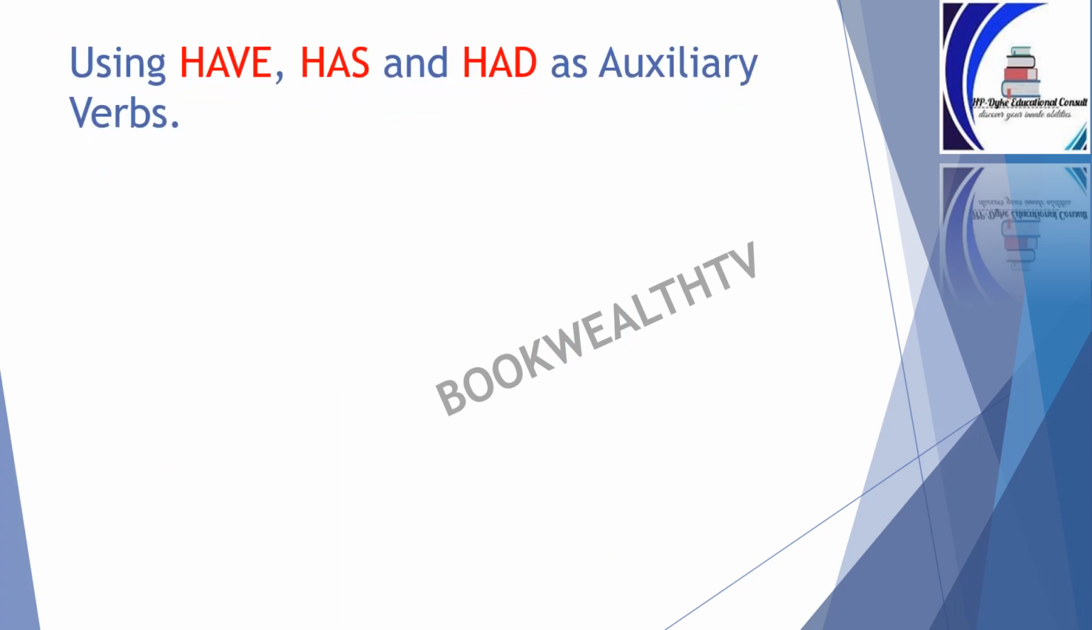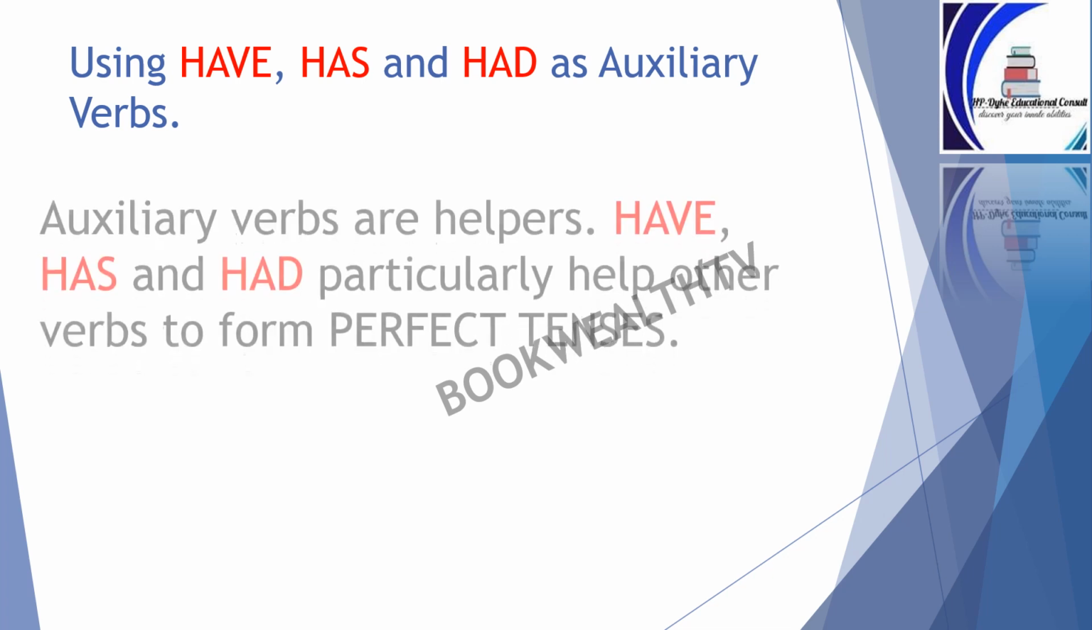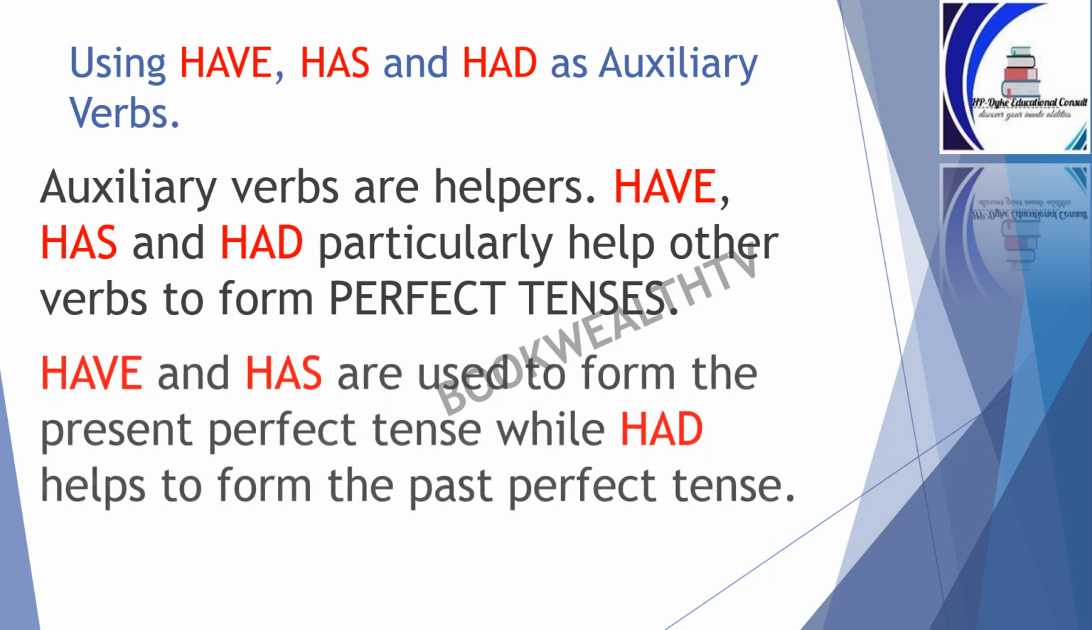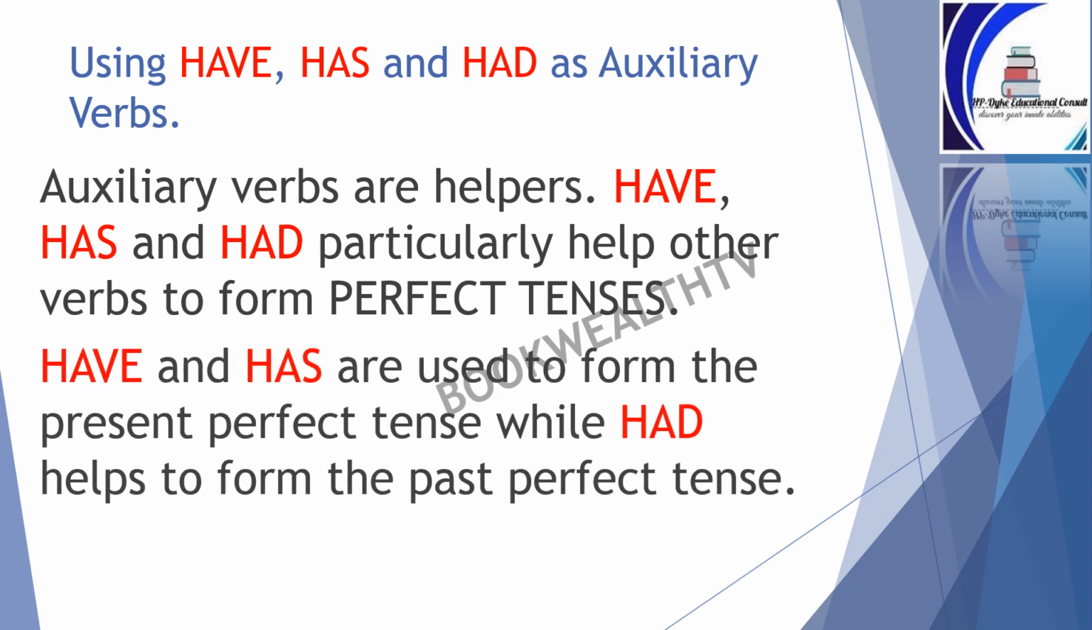Using have, has, and had as auxiliary verbs. What are auxiliary verbs? Auxiliary verbs are helpers. They help the main verbs in sentences. Have, has, and had particularly help other verbs to form perfect tenses. Have and has are used to form the present perfect tense, while had helps to form the past perfect tense. Sentences that illustrate these are on the next slide.